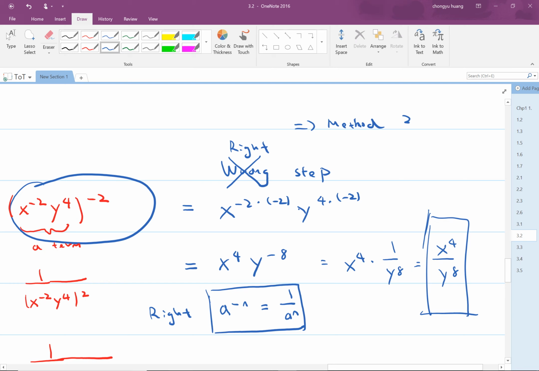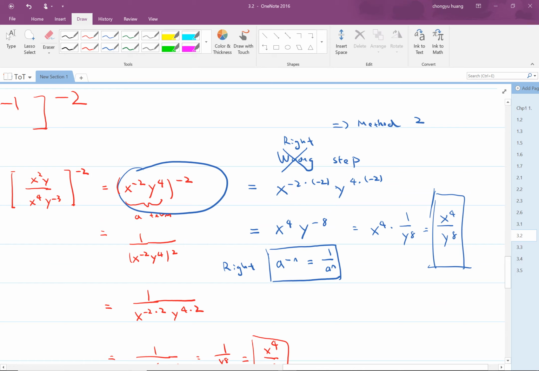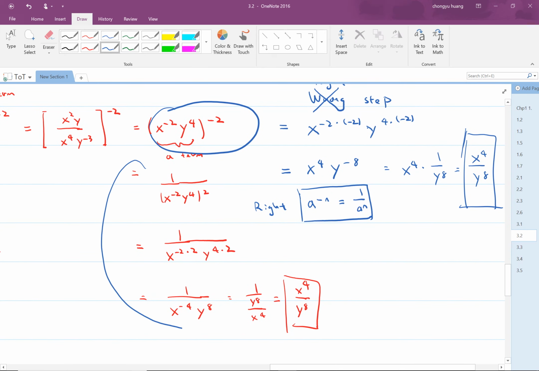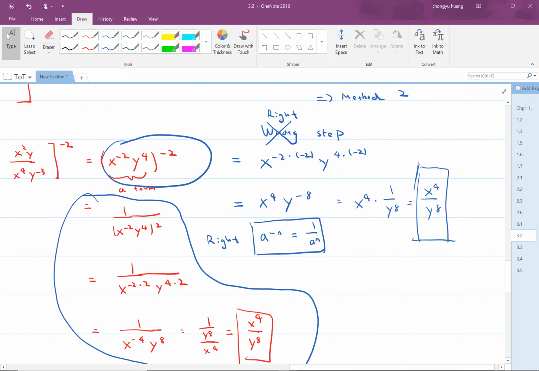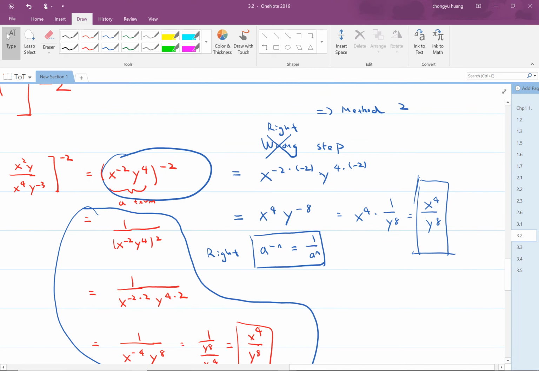And this one is actually method 2. If you're doing this, it's actually much faster. But as I showed you before, the way on the left is also right. It's a little bit more confusing, but it's also right, because you can actually do this. It is not the wrong step, it's actually the right step, and that's why I call this method 2, and it is right.